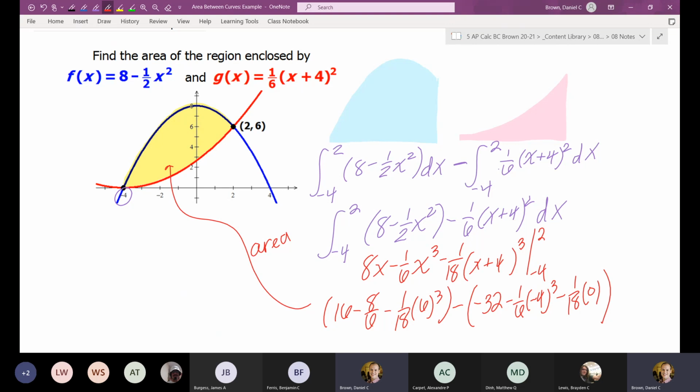Sometimes it's nice, they just ask you, hey, which of these integrals represents the area between the curves? So it's just going to ask you to set up but not evaluate the integral. Sometimes it'll be obnoxious and you actually have to go back and find what that area is. Any questions on what I've done so far?